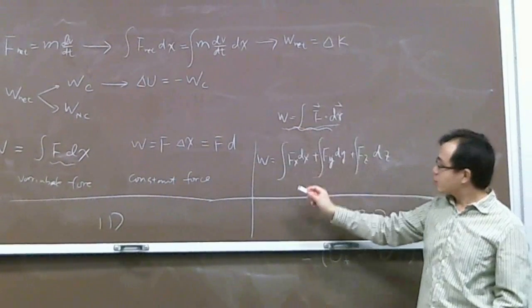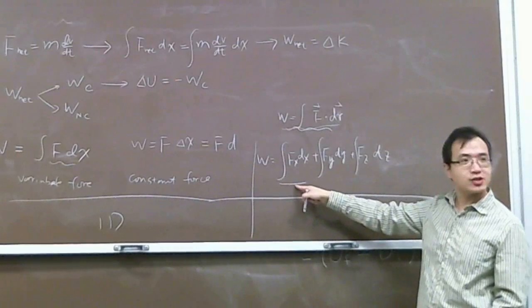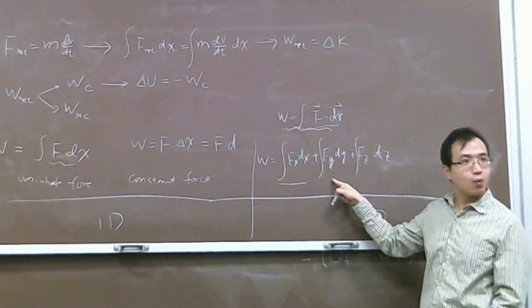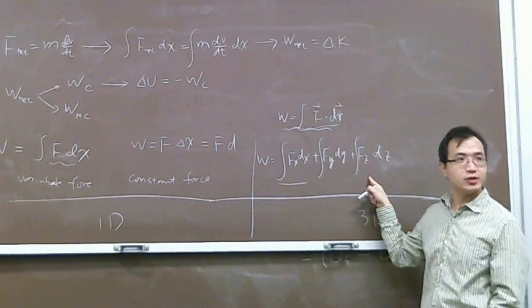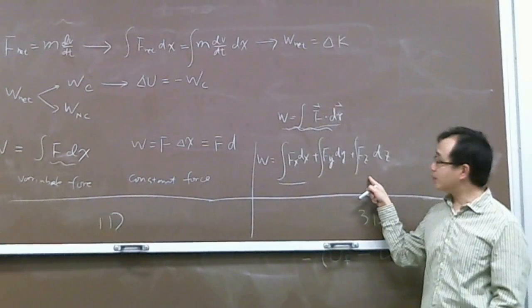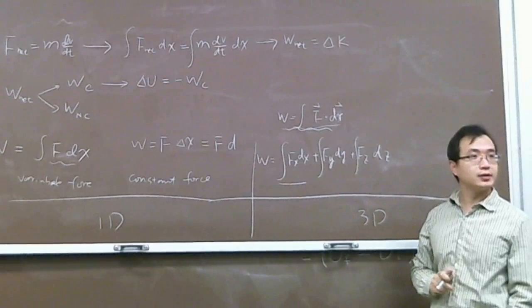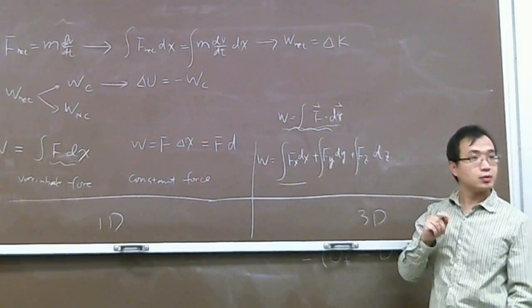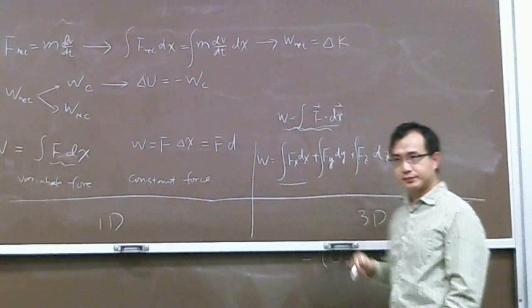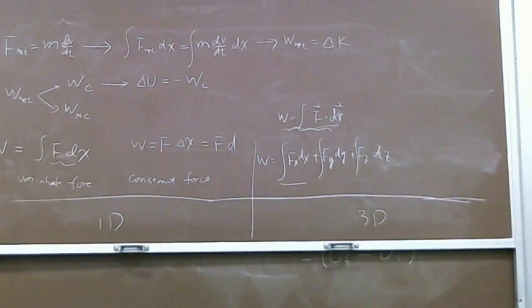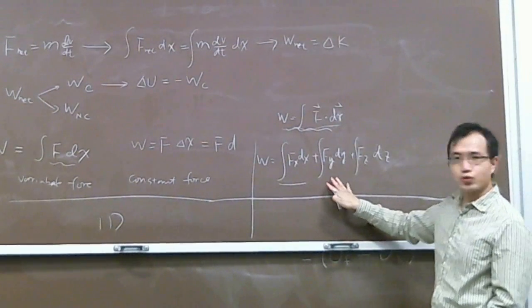So this is just the work along the x direction. This is the work along the y direction. This is the work along the z direction. And we put them together, and these things together will give you delta K. So this is the work along 3 dimensions.